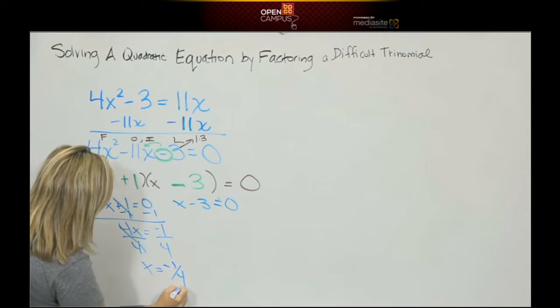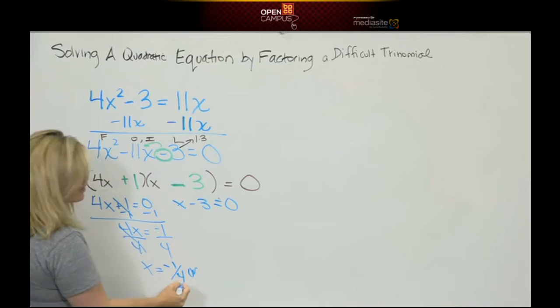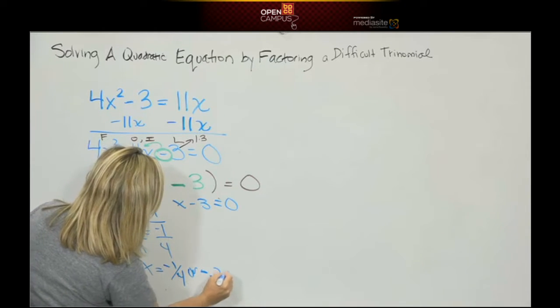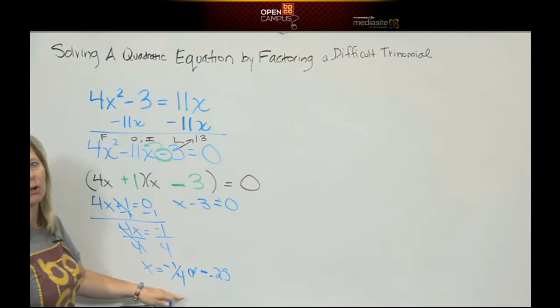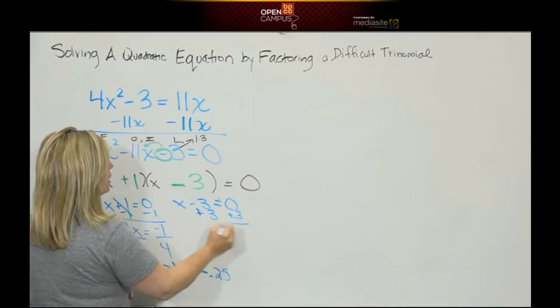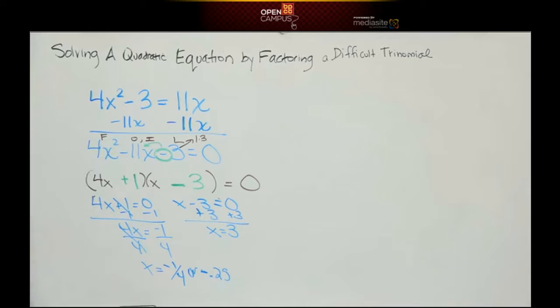It's negative 1/4. If you know your decimal equivalent, a fourth of $1 is 25 cents. We would accept negative 25 hundredths. A terminating decimal or a fraction is acceptable. Over here, we would add 3 for this linear, and get x is 3. And there are your solutions.